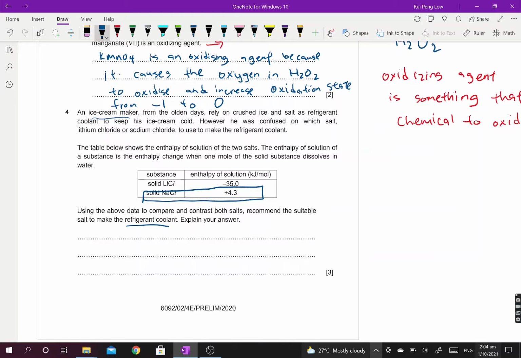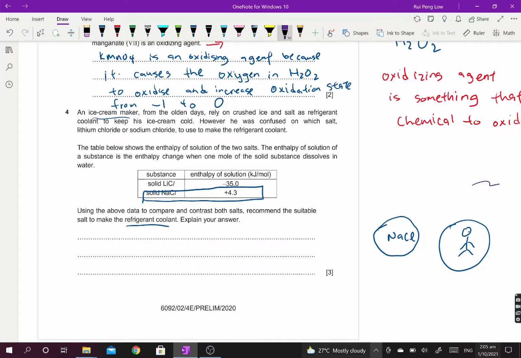Now, what does it mean by enthalpy change? Enthalpy change means that if you are viewing yourself from the point of view of calcium chloride in this case. Okay, so what it means by you have a positive 4.3 kilojoules per mole of enthalpy change. It means that from the point of view, imagine this is you. So let me personify calcium chloride. So imagine this is you. You look from the outside, so the surrounding.